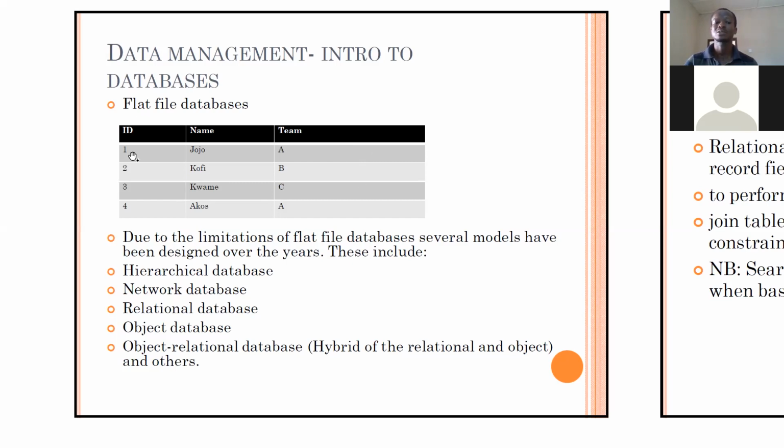Naturally, data was kept in rows, long rows from one end to the other. Are you okay? So left to right, Kofi's data will be kept. The team that Kofi is in, his age, his father's name, his uncle's name, his job, everything. Are you okay? All right.